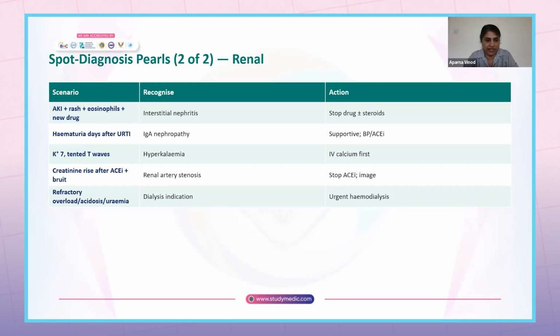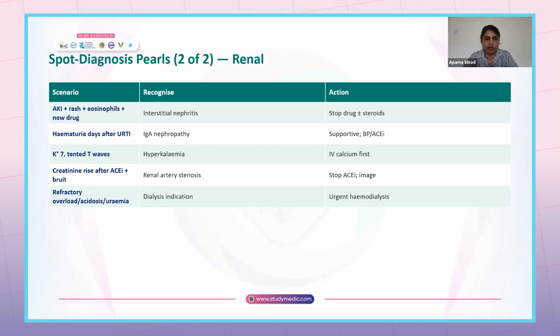In interstitial nephritis, AKI will be there in the presentation along with rash, eosinophils, and a new drug like NSAIDs or PPI. You should recognize it to be interstitial nephritis. And how will you treat it? You need to stop the drug. You may or may not use steroids.